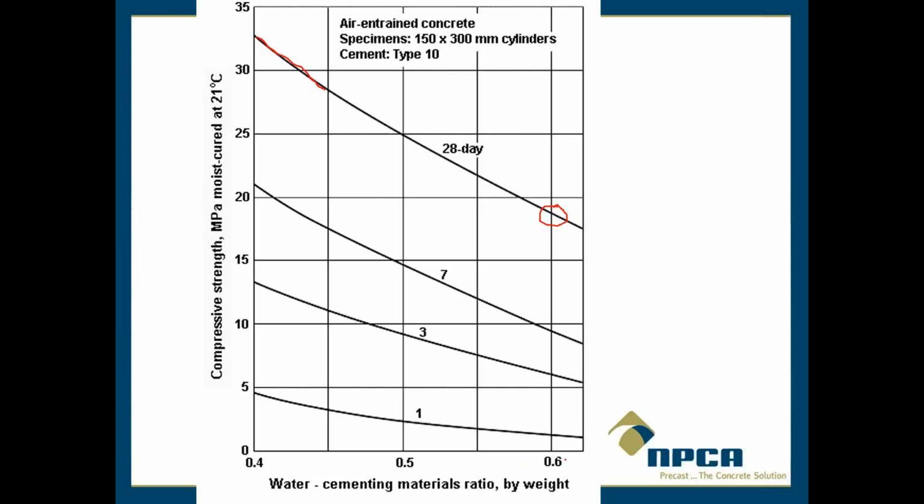If we have a water to cement ratio of 0.6, our 28-day strength will be around 18 megapascals, which equates to about 2,600 psi. So a water to cement ratio of 0.6, with this certain mix, will give us a compressive strength of 2,600 psi. In comparison, a water to cement ratio of 0.5 will give us a compressive strength of about 25 megapascals, which is 3,600 psi. So already there's a 1,000 psi difference in just a 0.1 variation in your water to cement ratio.